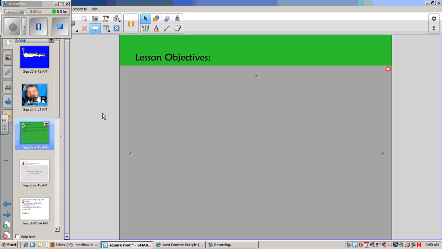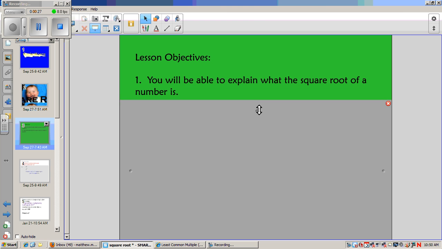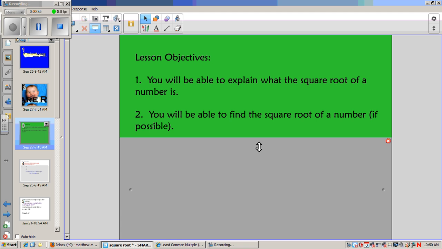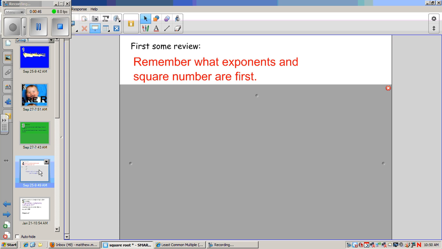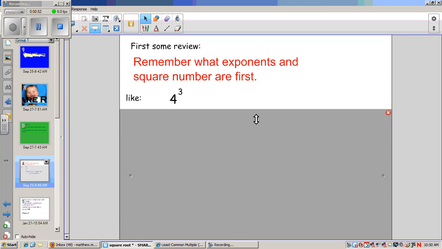And our objectives today, or what you're going to know by the end of today, is you're going to be able to explain what the square root of a number is. So what does that actually mean? You're also going to be able to find the square root of a number, whether using a calculator or just old school, trying to figure out what that is. So the first thing you want to do though is remember what exponents and square numbers are. So we're going to just review that briefly. You just did that lesson.